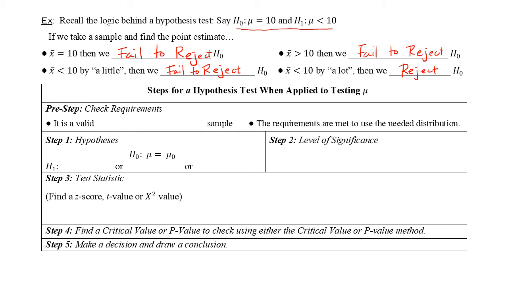So of course we have these requirements that we're dealing with a simple random sample, and the null hypothesis is always going to be of the form mu equals some value that we're assuming to be the population mean. And then the alternative hypothesis will take on one of the three forms. Either it's less than mu naught, greater than mu naught, or just simply not equal to mu naught.